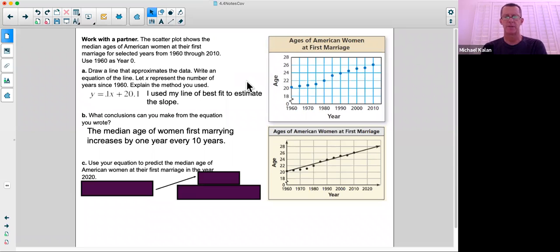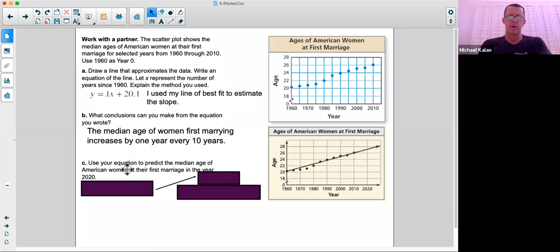So what is this saying? This is saying the median age of women first marrying increases by 1 year every 10 years. So in other words, in 1960, when a woman got married for the first time, she was just barely over 20 years old. But if you go out to 1970, all of a sudden it's closer to 21. It's a little less than that. But then if you go all the way to 1990, it's a little bit above that line. Okay. So what's great about this is once you have a line of best fit, you can make predictions.